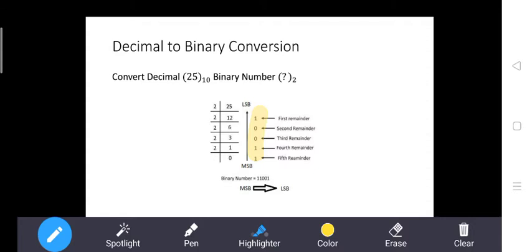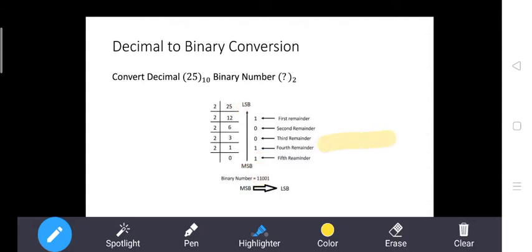Binary numbers are always written in MSB to LSB format. So whatever answer I get, I need to write this answer from bottom to top. That is MSB to LSB. So my correct answer is 11001, which is equivalent to 25 in decimal. Means 25 in decimal can be written as 11001 in binary. I hope you understand.